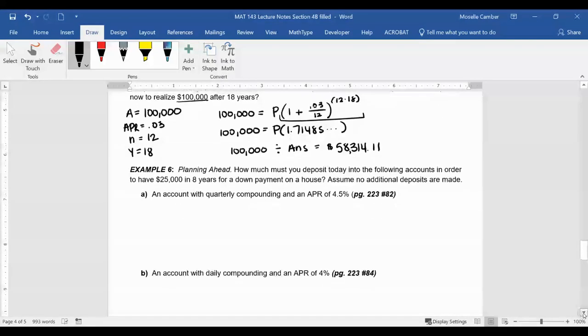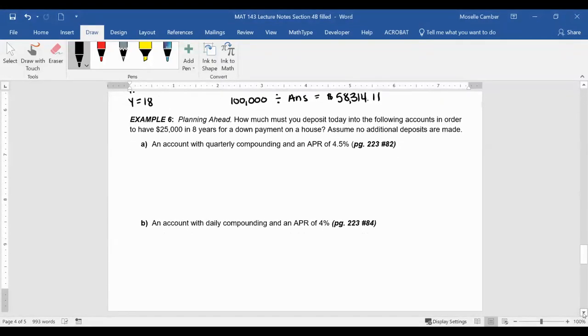Now, another example. How much must you deposit today into the following accounts in order to have $25,000 in 8 years for a down payment on a house? Assume no additional deposits are made. And this is the key here, which tells us that we're going to use either our linear or exponential equation. So for A, we have an account with quarterly compounding and an APR of 4.5%. So here we have compounding, which means we're going to use our exponential.